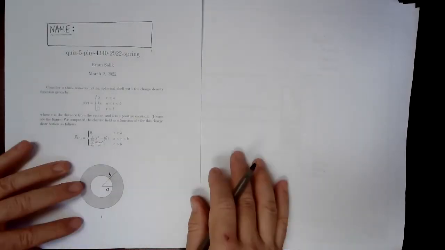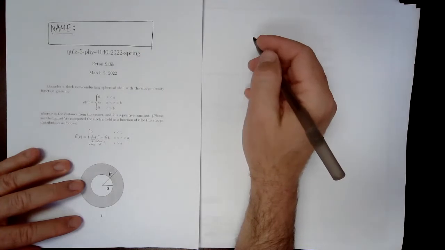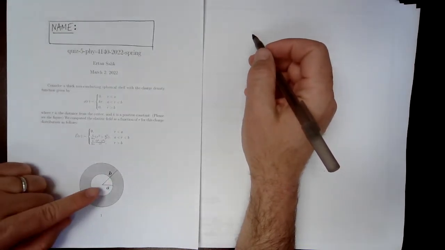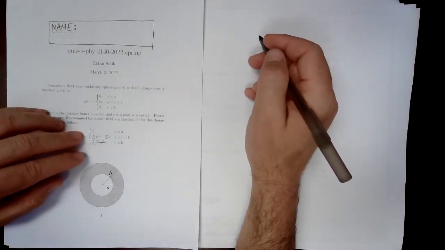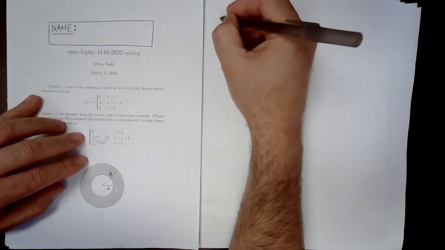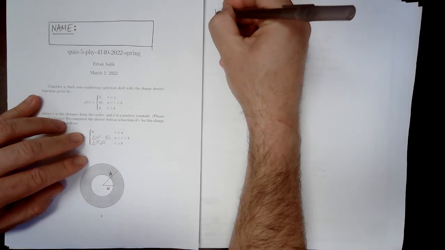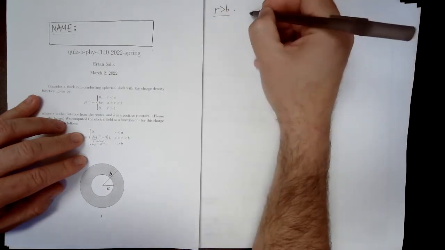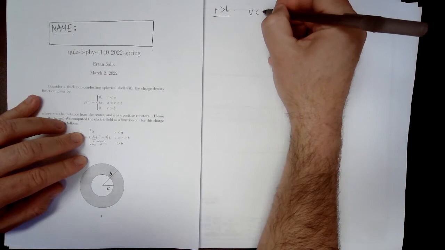All right, the quiz question. We have a spherically symmetric charge distribution. The electric field is given. Let's calculate the electric potential. Okay, so for R greater than B, we are trying to find V of R.